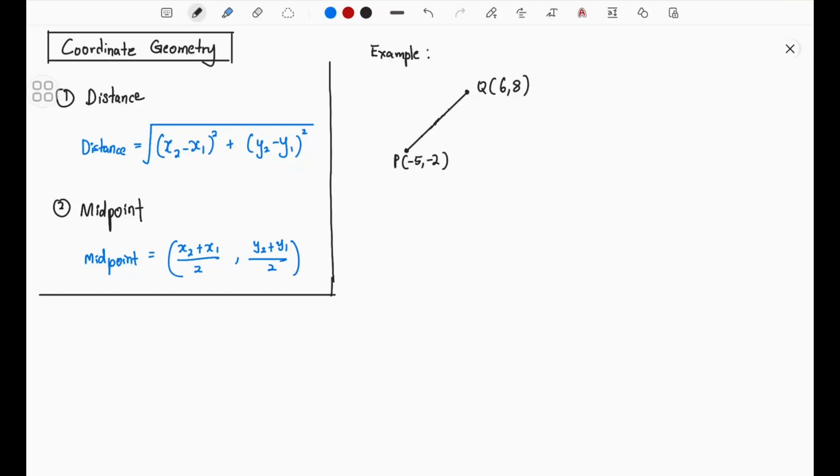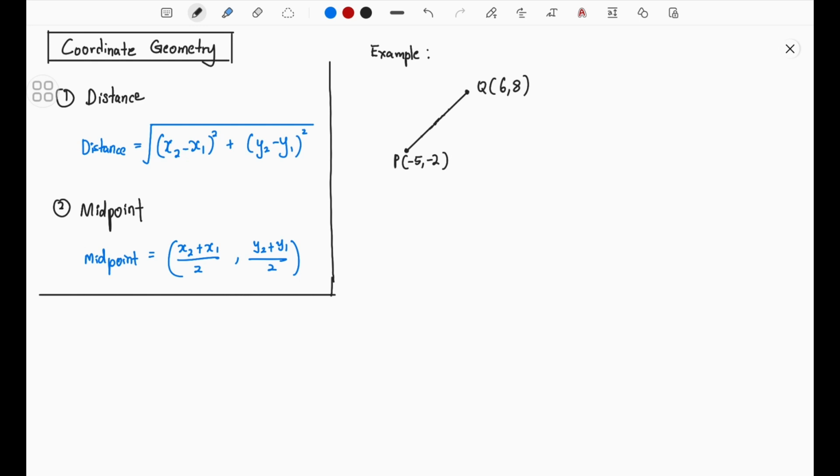So today we'll be learning about coordinate geometry, and usually in this chapter you will be given two coordinates and they will ask you to find a few pieces of information from the two coordinates given. The two most common things that the question will probably ask you to find are the distance between the two coordinates as well as the midpoint. As you can see from the screen, I have given you the distance and midpoint formula, and now let's jump straight into an example question to see how we can apply these formulas in solving the question.